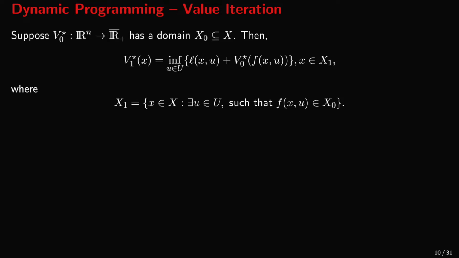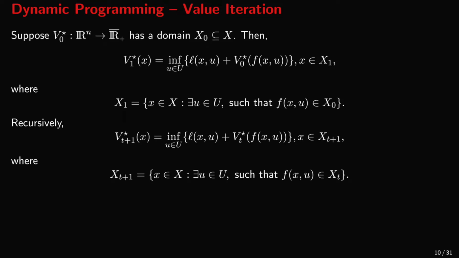For example, suppose that v0 star has a domain X0. Then v1 star is the infimum over u inside U of the stage cost function L plus v0 star of f of x comma u. And this is defined for x in X1, where X1 is the set of all states x in big X for which there is a u in U such that the next state f of x comma u is inside X0. In other words, X1 is the set of all states that can be moved to X0 in just one step without violating any constraints.